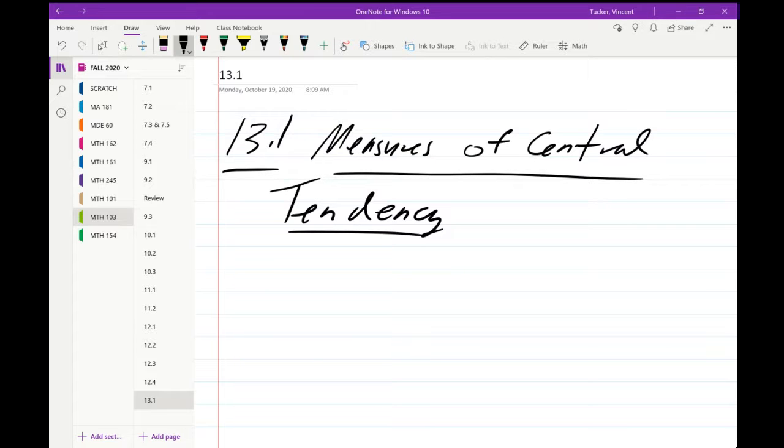All right, so 13.1 is measures of central tendency. And this first section starts off with the mean.